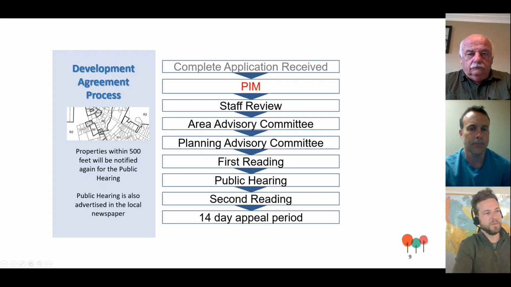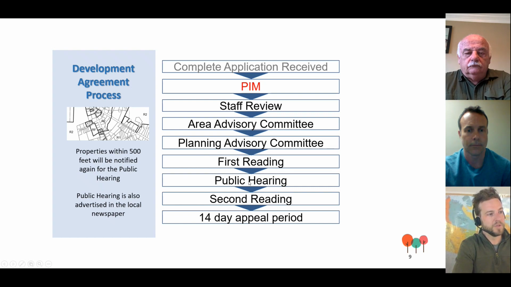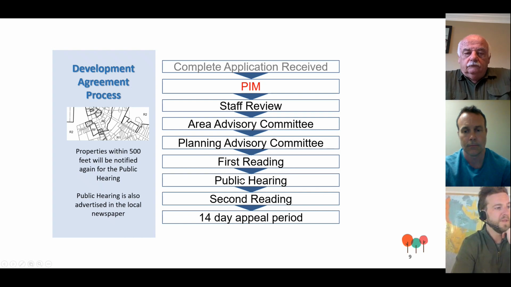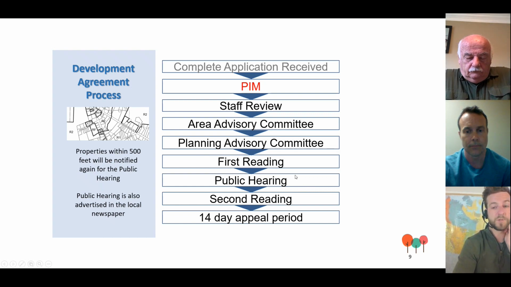So the Planning Advisory Committee makes a recommendation to the Municipal Council, and then they provide a first reading, hold a public hearing, and then host another second reading or final consideration. The public hearing itself is notified. The properties within 500 feet of this are notified of that public hearing, and there are also advertisements in the newspaper letting people know that there is this opportunity to participate in the municipal process. And then following that, there'd be an appeal period, and then the development agreement gets registered and permits can be issued following that. So that's kind of the process.